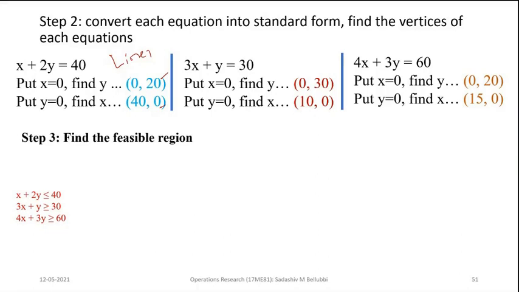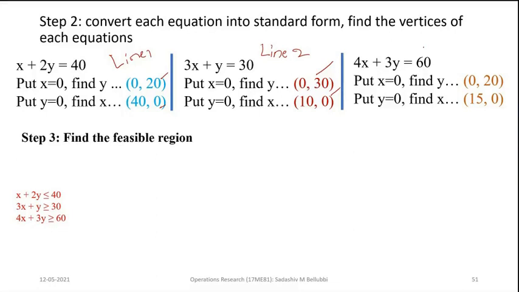In the same way for line 2, 3x plus y equals 30. Put x equal to 0 and find y: the value of y is 30, so the first coordinate is (0, 30). Then if you put y equal to 0, the value of x is 10, so the second coordinate is (10, 0).